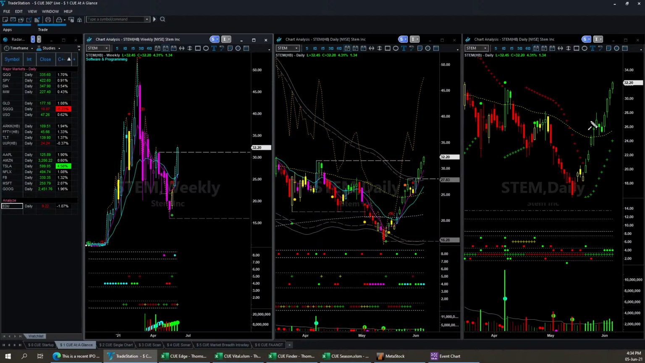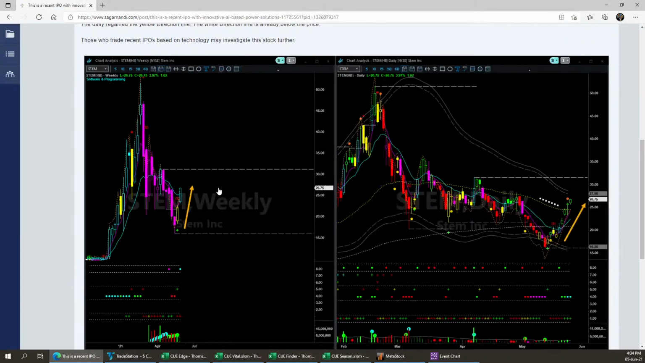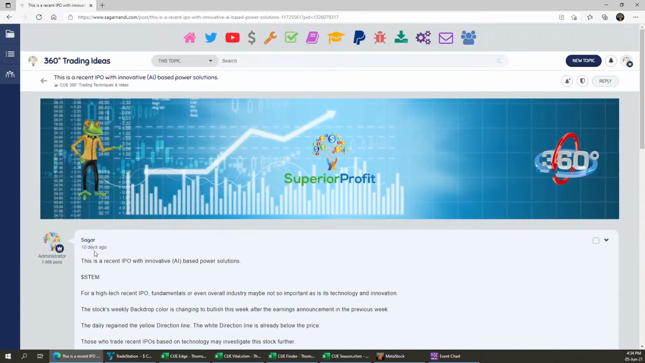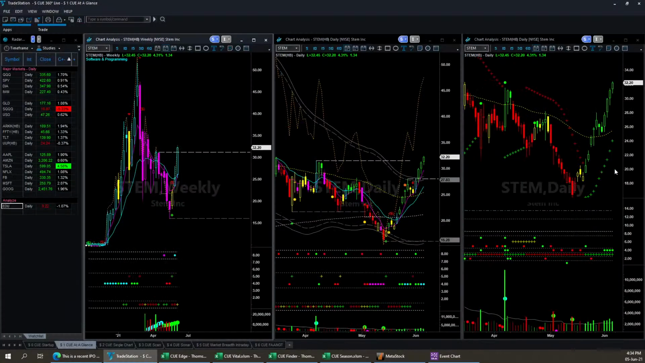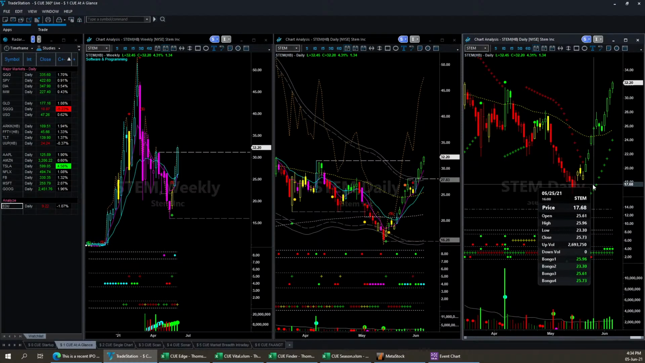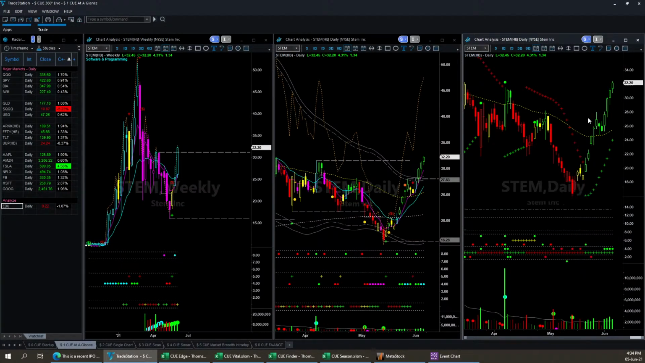See, when I shared it, when it regained the yellow direction line, since then it has steadily gone up. Steadily gone up. When did I share it? Let's check it out again. The date was 10 days ago also, May 26. So May 26 would be here. So on this day it regained the yellow direction line. Next day I entered the long position.